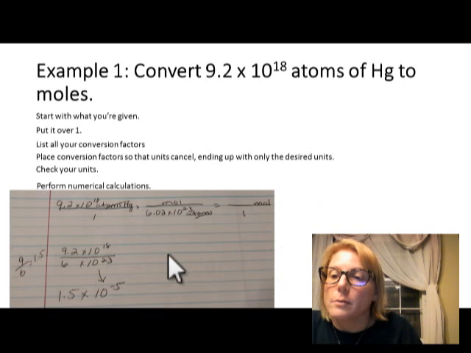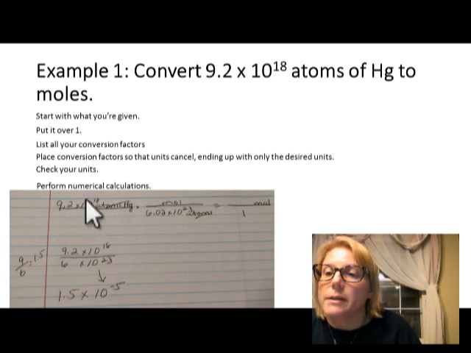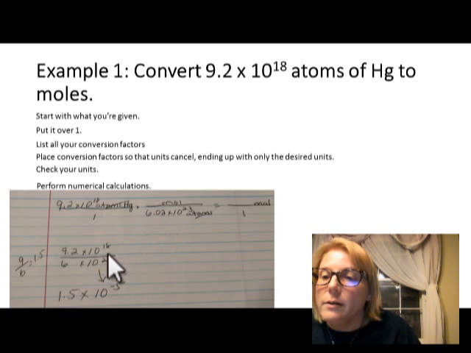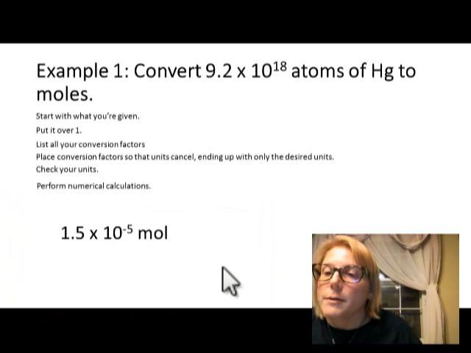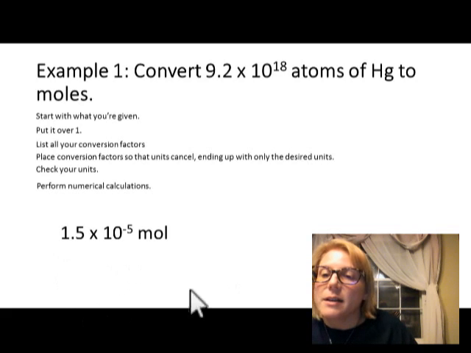Next thing I want to do is perform my numerical calculations. If I have a calculator, I just type in 9.2 times 10 to the 18th divided by 6.02 times 10 to the 23rd, because if you have something on top and something on the bottom, you're dividing. And if you don't have a calculator, then that's fine too. Your exponents when you divide are subtracted, so 18 minus 23 gives you times 10 to the negative 5th. And if you have 9.2 divided by 6, that's rounded to 1.5. So our answer is 1.5 times 10 to the negative 5th moles.